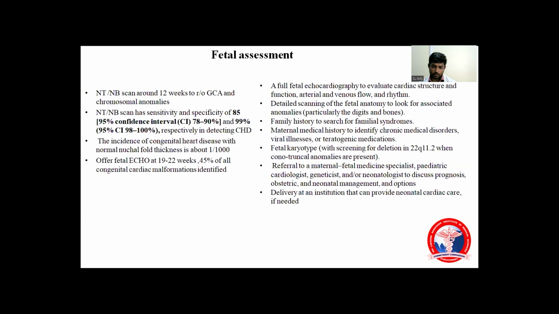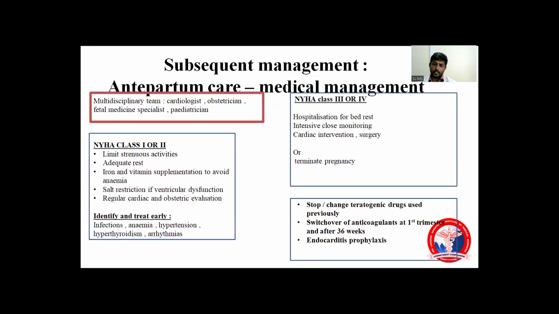Whenever the mother, the patient, already has a congenital heart disease, it is better to do a fetal echo at 24 weeks of gestation. Anomalies are to be ruled out at 19 to 22 weeks of gestation, and along with that, a detailed fetal echocardiography has to be done at 24 weeks. Detailed scanning of the fetus for associated anomalies also needs to be done, and fetal karyotype with screening for deletion in 22q11 when conotruncal anomalies are present. And all of these patients need to be delivered in an institution.